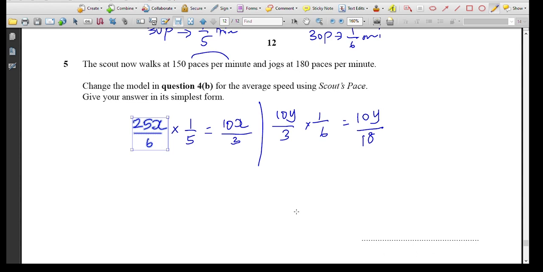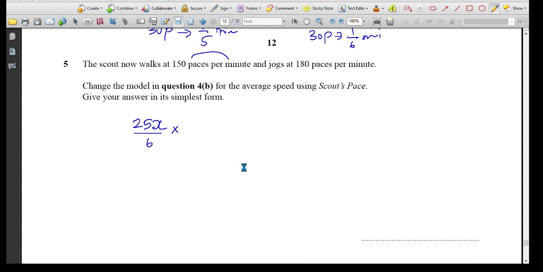It's actually 25y by 9. But what is the change I did? Yeah, so the distance is also getting changed here. So what is the distance? Only the time has changed.